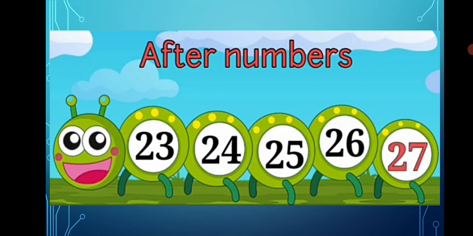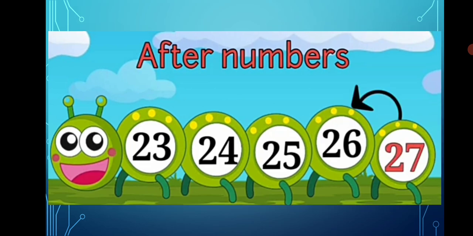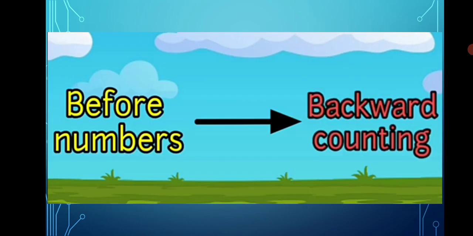The 27 number is always greater than the previous number. In after numbers, it is always the forward counting, and the 27 number is greater than the previous number.